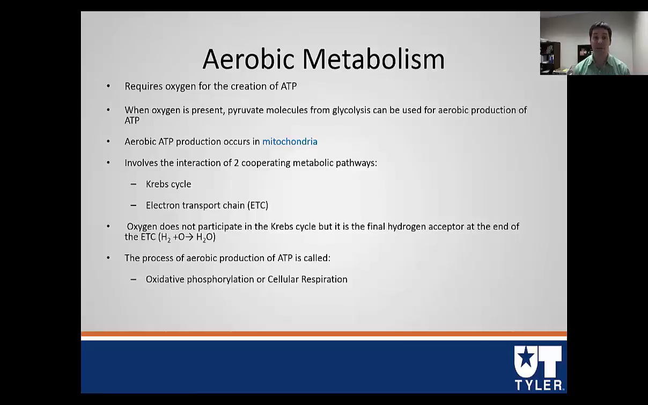Aerobic metabolism ultimately involves the interactions of two pathways. One, the Krebs cycle, otherwise known as the citric acid cycle, or TCA cycle. You'll hear me use the TCA cycle most often. Your book and these notes use the Krebs cycle. Just know they're the exact same thing. Ultimately, the goal of the Krebs cycle is to break down all of the carbons from a glucose molecule, create these high energy molecules FADH2 and NADH2, and then pass them on to the second cooperating metabolic pathway, which is the electron transport chain, most commonly abbreviated as the ETC.